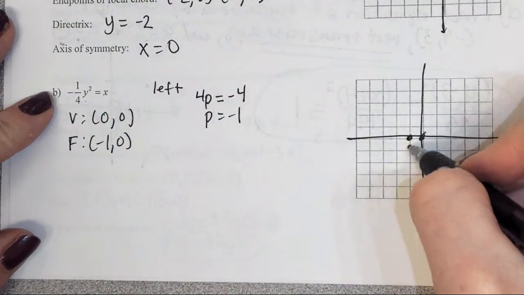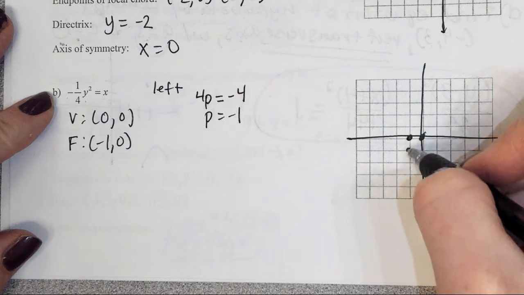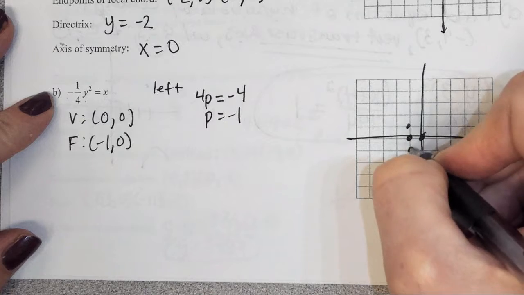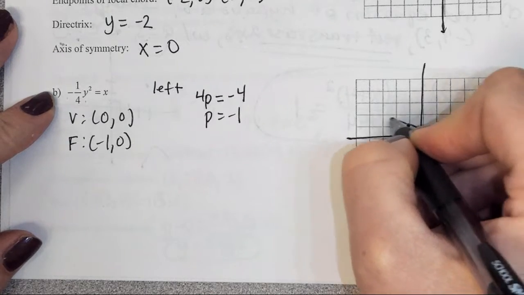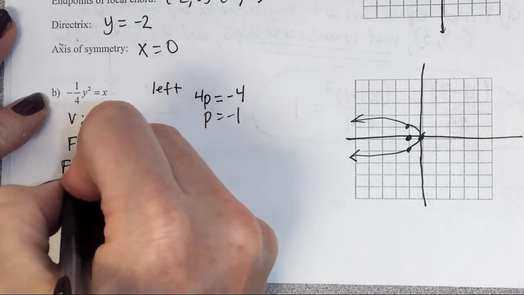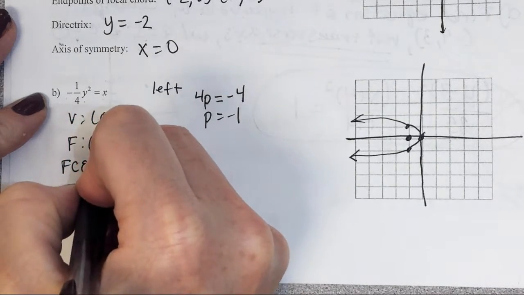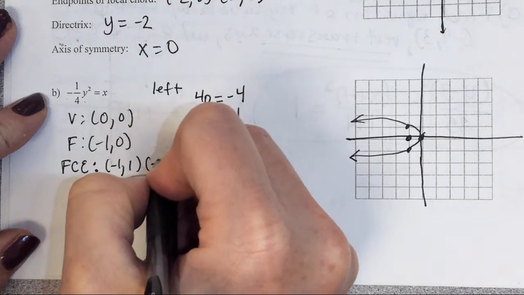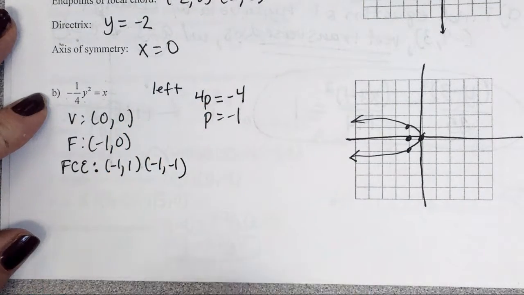What is the length going to be through the focal chord? The length of the focal chord? 2. I go 1 up and 1 down. And so I'll just call those FCE for focal chord endpoints. That's going to be at -1, 1 and -1, -1.